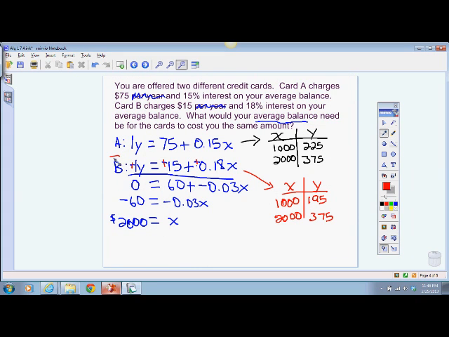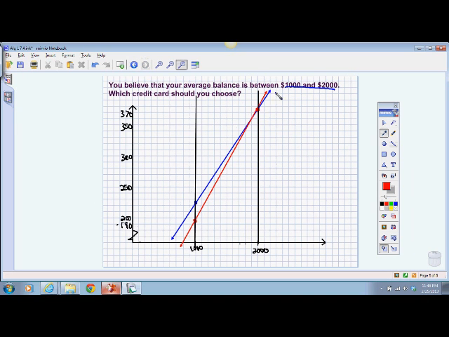So if I had to choose, I'm going to choose credit card B. And the reason is I can see from our graph that if my balance is between 1,000 and 2,000, I would like to pay the lesser amount, or in this case, the line that's a little bit lower than the other one.